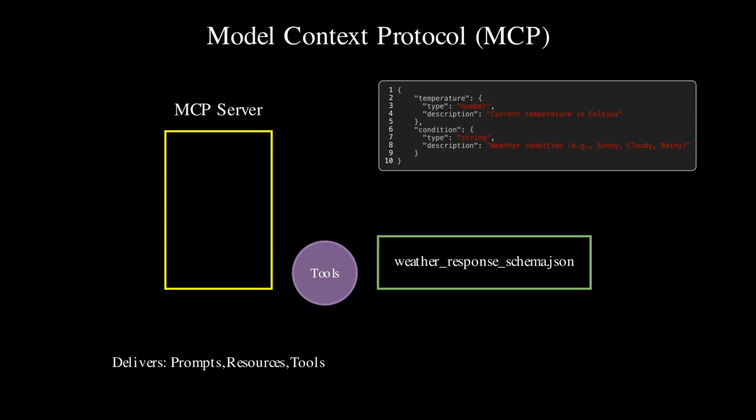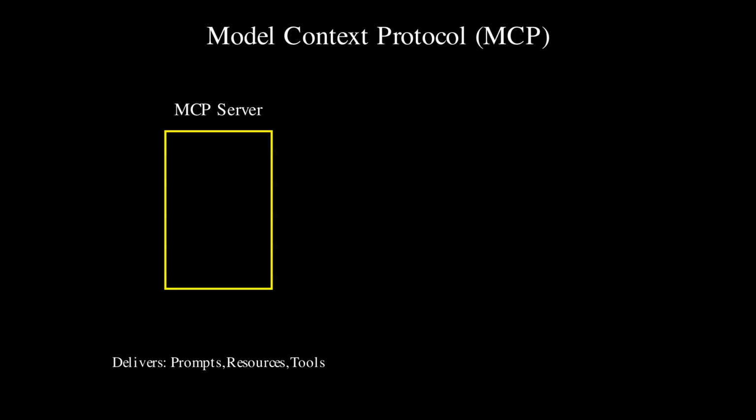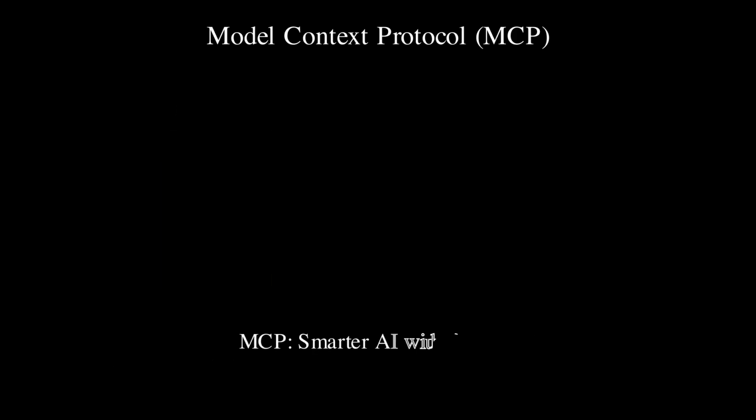Tools. Tools are functions used by the model to fetch real-time context. They bridge the gap between AI and real-world information. In this way, MCP leverages the power of model, context, and protocol to build smarter AI systems, bringing real-time awareness to models.